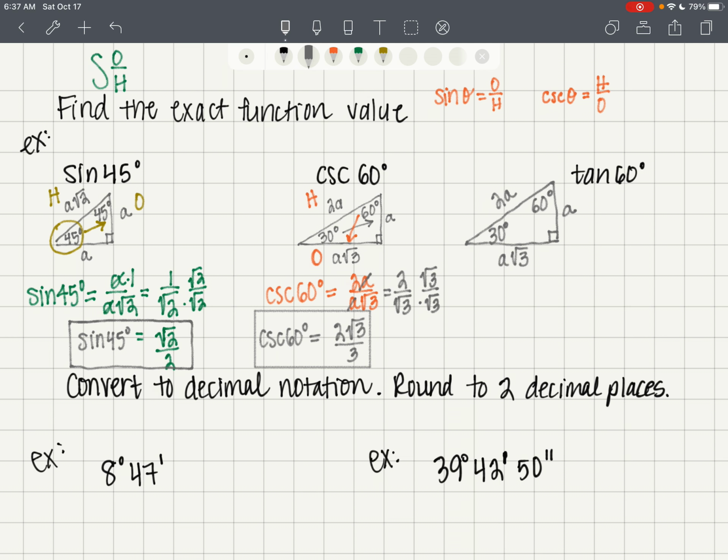The tangent of 60, the tangent is opposite over adjacent. So we're talking about 60 degrees again. So the tangent of 60 degrees is going to equal A times the square root of 3 over A. The A's cancel out, and the tangent of 60 degrees is equal to the square root of 3.